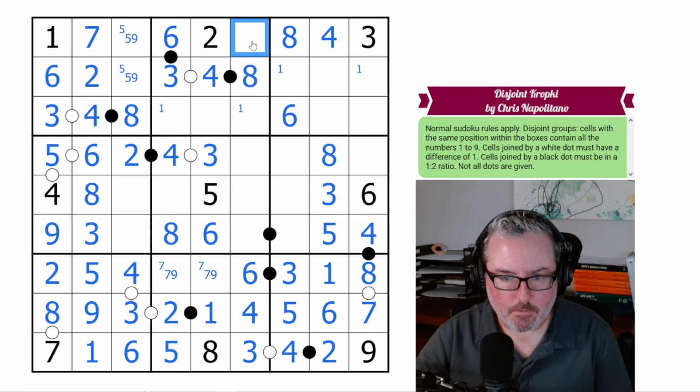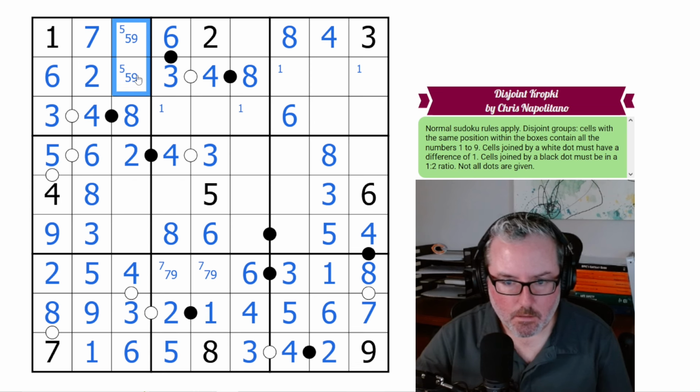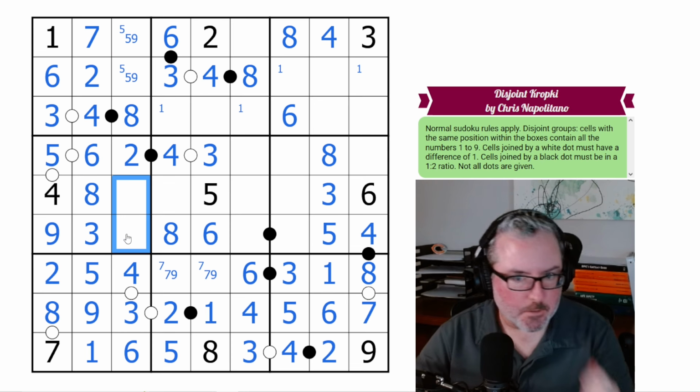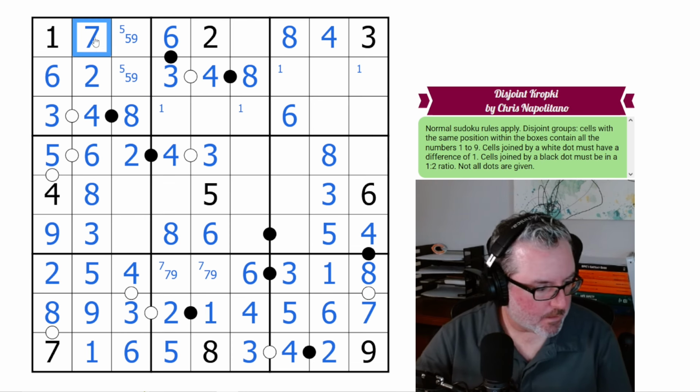Now, this has to be 5 or 9, but doesn't help us with these two digits. Well, let's look at the 5-9 again. Is there anything across? No, there isn't, surprisingly. What about these two? Well, actually, we can use that 7.